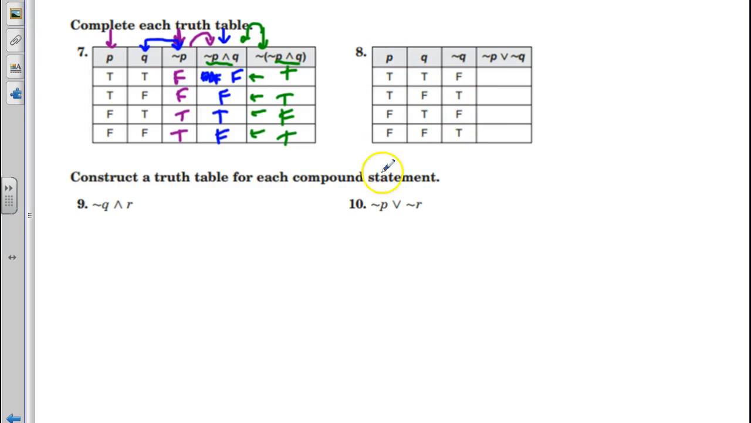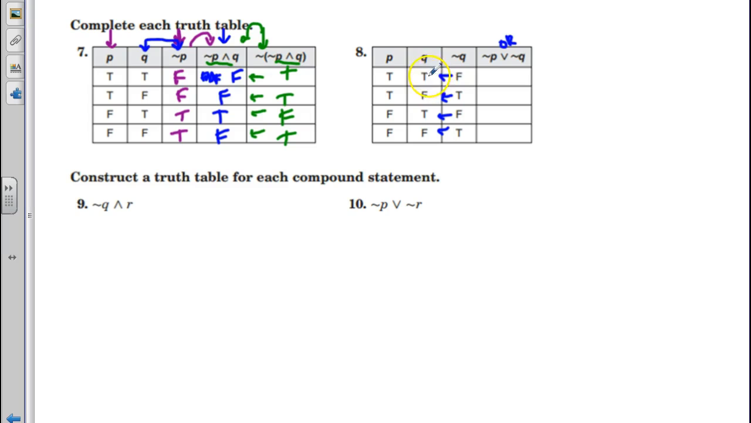So they wrote part of the truth table for us. That's kind of cool. These two columns are exactly the same as what we started. So when you make up your truth table down here on number 9, that's what your first two columns are going to look like. And then we'll have not Q, which is the opposite of what we have right here. They've already filled that in for us. And now we will have not P or not Q.